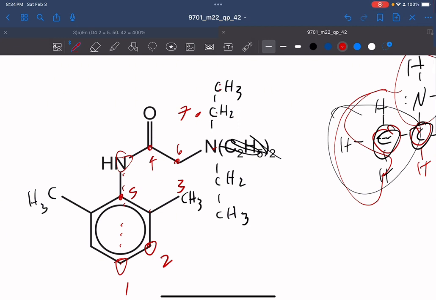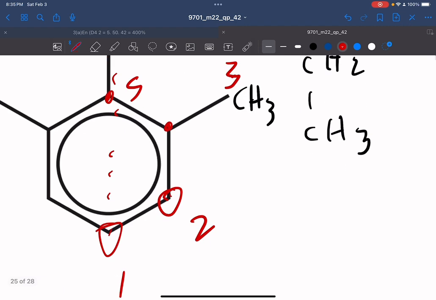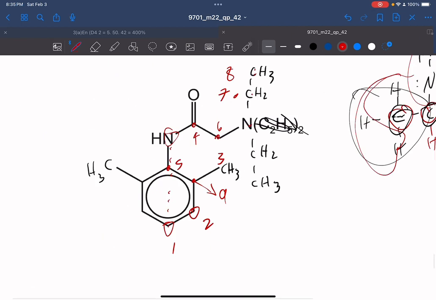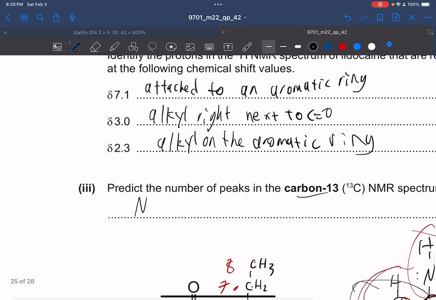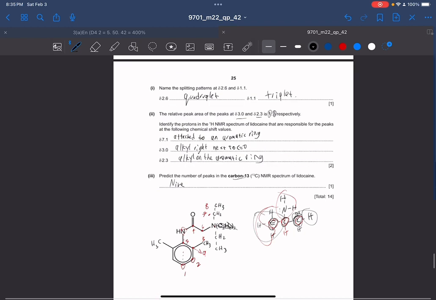This one has an alkyl connected to a CH2, so that's going to be our 8. One more I forgot is around here. This is on the 2 position, and it's connected to an alkyl, so that's going to be our 9. So there are 9 different peaks.